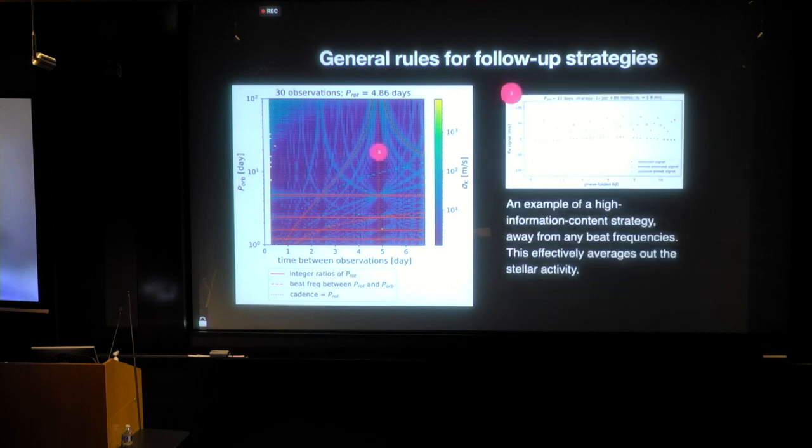And then finally, this is a trivial example, a good case, where you observe off of any of these blue high sigma K lines, and here you're observing every rotation period of the star. In this case, you've completely disentangled your stellar signal from your planet signal by choosing your observing cadence to be a very specific number.